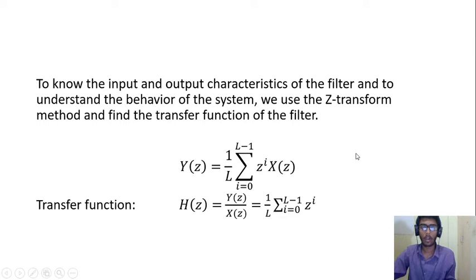Now to know the input and output characteristics of the filter and to understand its behavior, we use the Z transform method and find the transfer function of the filter. So we'll do the Z transform on either side and find that Y(z) = (1/L) summation i = 0 to L-1 of z^-i X(z), where L is the window size. To find the transfer function, we'll simply divide Y(z) by X(z), and that gives us (1/L) summation i = 0 to L-1 of z^-i. This is the transfer function.